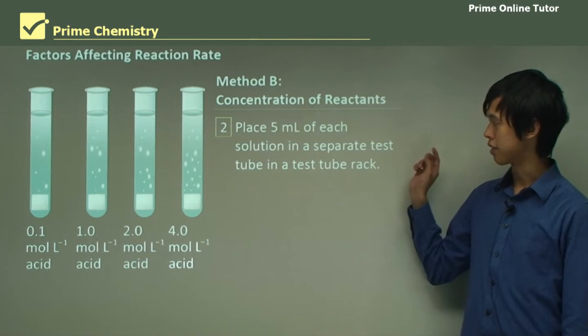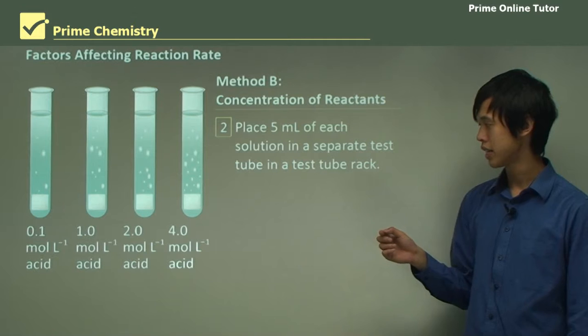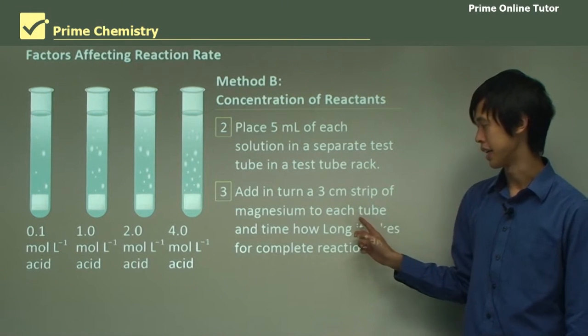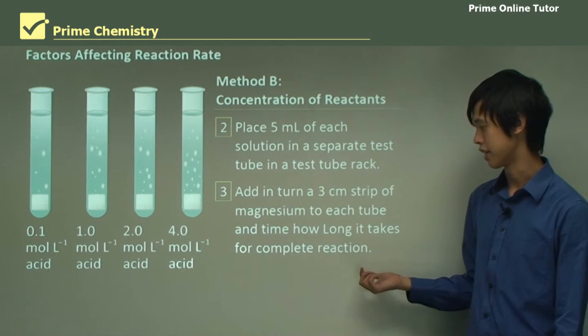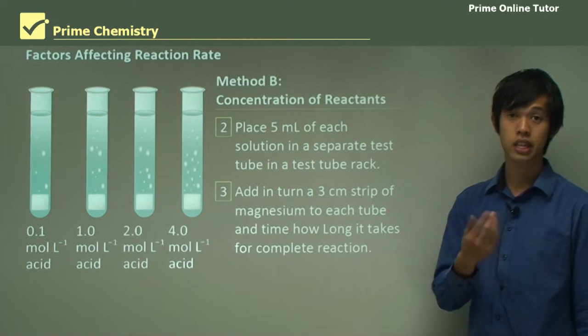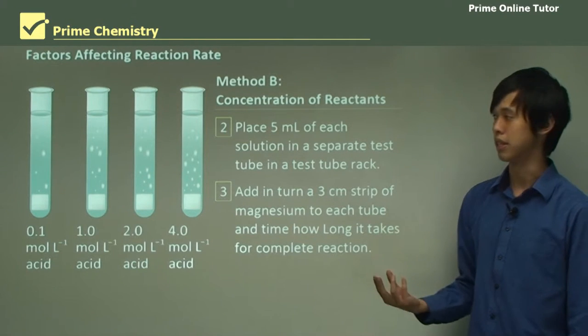Place 5 mL of each solution in a separate test tube in a test tube rack, and add in turn a 3 centimeter strip of magnesium to each tube and time how long it takes for complete reaction. Again, you're just doing the same thing as you did in the temperature one, seeing how long it takes for the magnesium to completely dissolve.